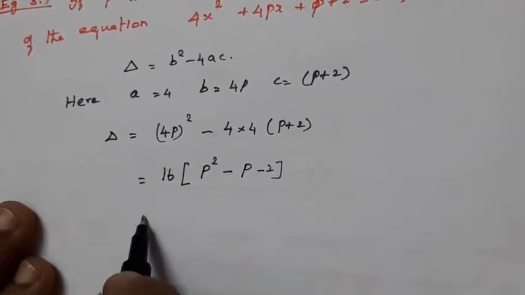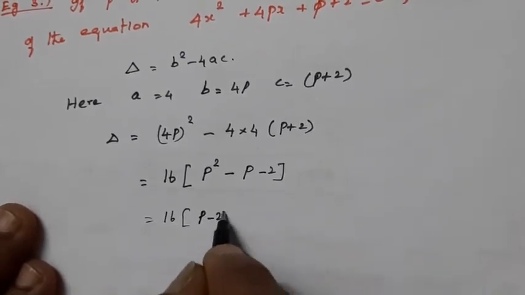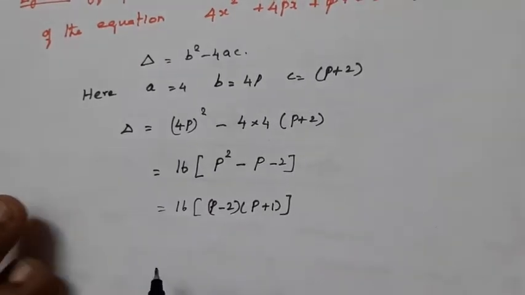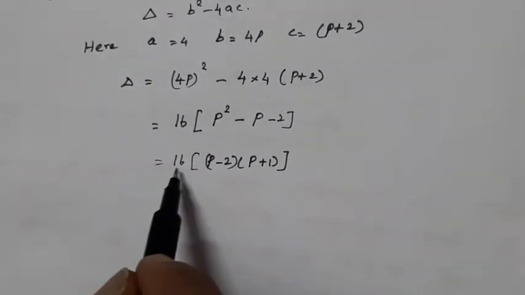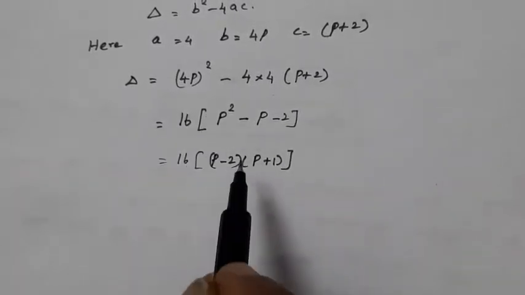Okay. So, let us factorize this. On factorizing, it will be p minus 2 into p plus 1. Okay, p minus 2 into p plus 1. So, as 16 is a constant, we can leave it. In terms of p, we are going to discuss the nature of the roots.